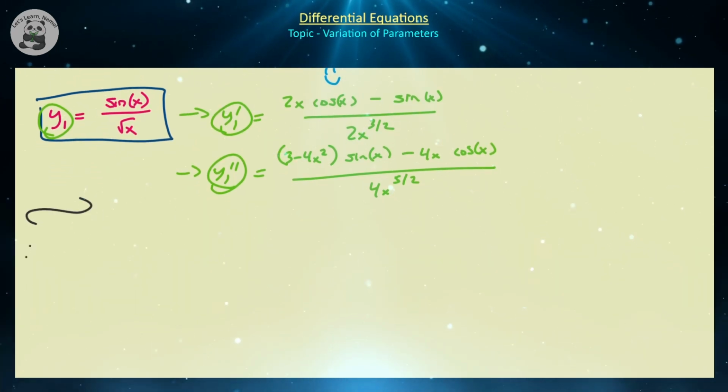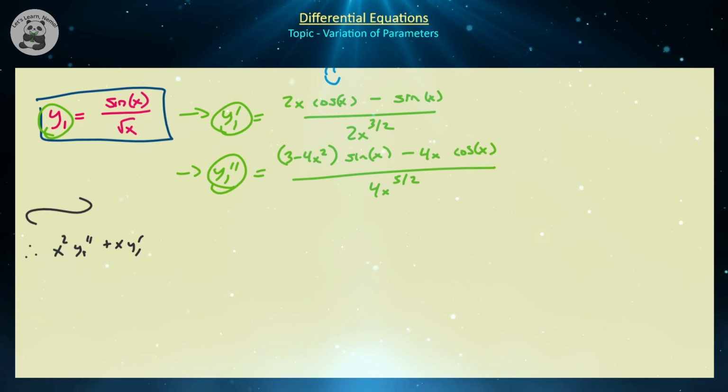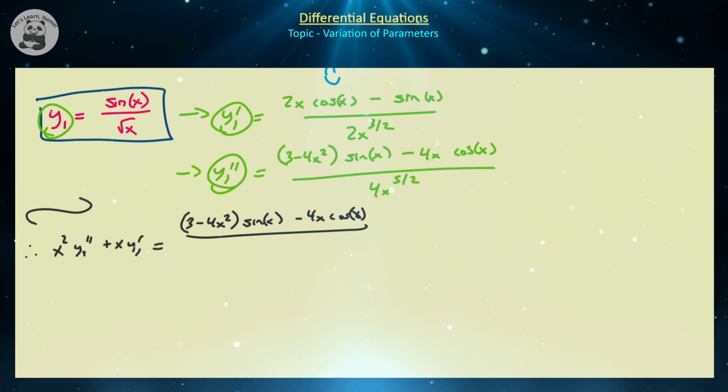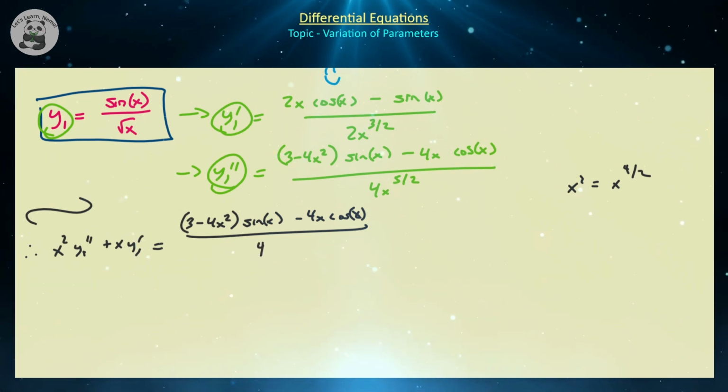So once we do so, what is x squared y1 double prime plus x y1 prime? We can work with the last term in a moment. What will that be equal to? That's going to be equal to 3 minus 4x squared times the sine of x minus 4x times the cosine of x, and we're going to be multiplying this by x squared. Keep in mind, x squared is the same as x to the 4 over 2. So the 4 over 2 and the 5 over 2 are going to cancel, just leaving you with a 4x to the 1 over 2 on the bottom.